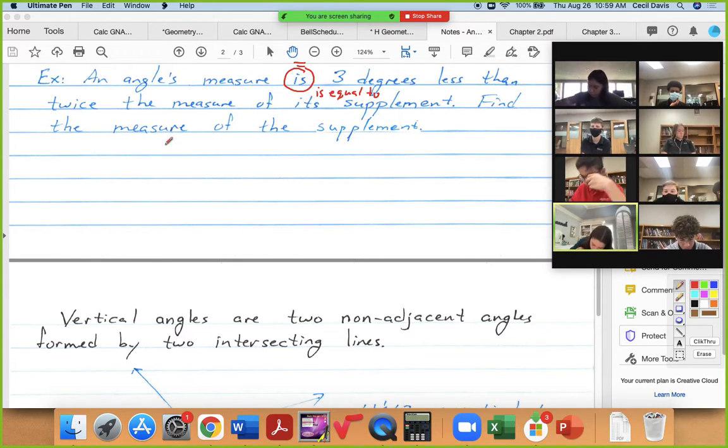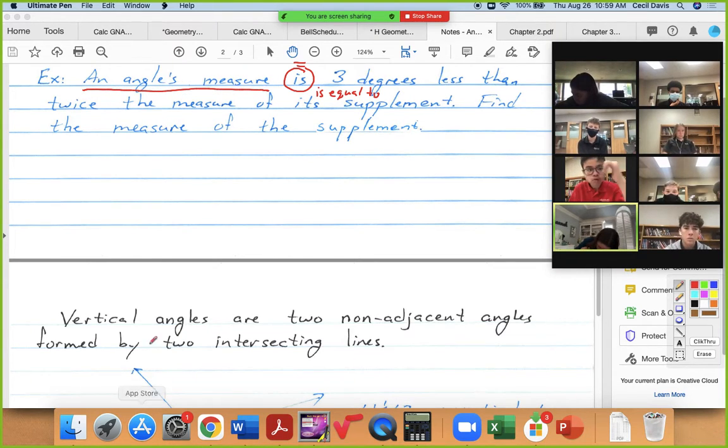So what comes before the "is" has to be written as some sort of mathematical expression. It says an angle's measure. Well, we could use any variable we want for that, but since it's an angle's measure, I use A. "Is" means equals.